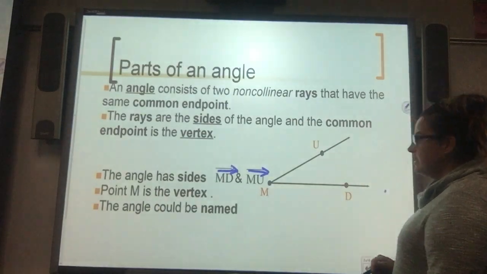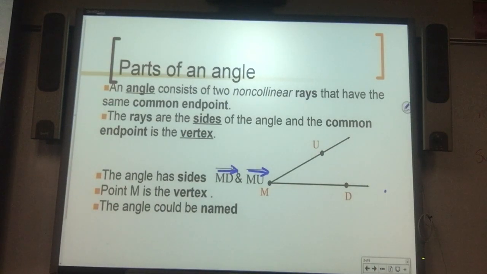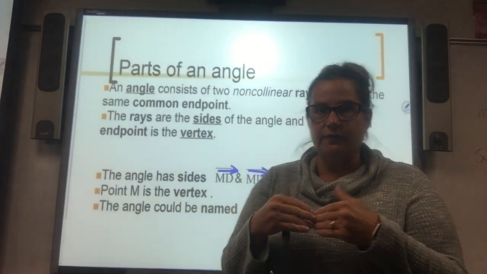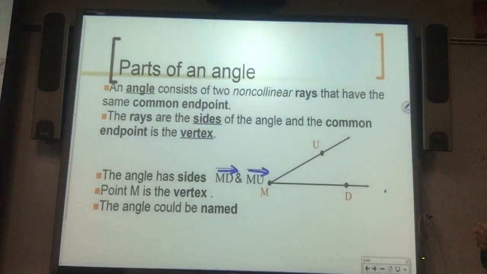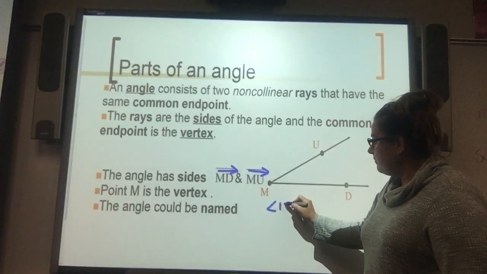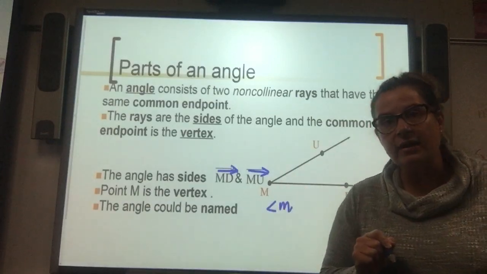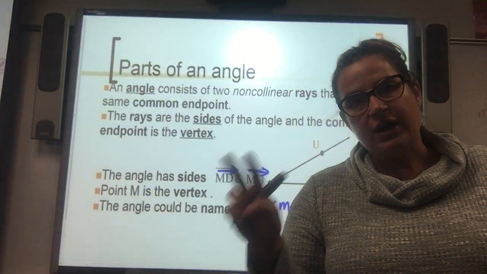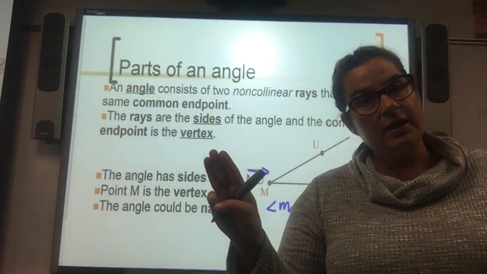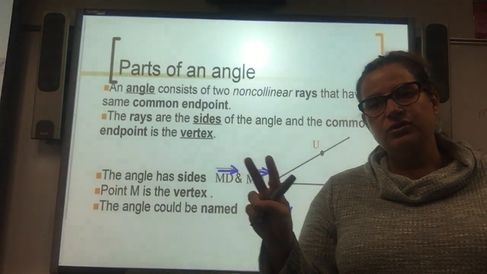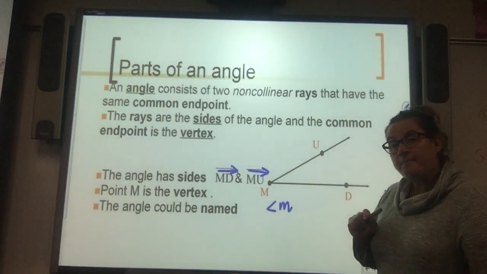Point M is the vertex. It's where those two rays come together. That's the vertex. So now the angle can be named, in this case, it can be labeled angle M. The reason it's okay to label it by the vertex is because there are only two rays that go from that vertex. If there were three, we wouldn't be able to name it as just the vertex. Because there's only two rays, we can call it angle M.